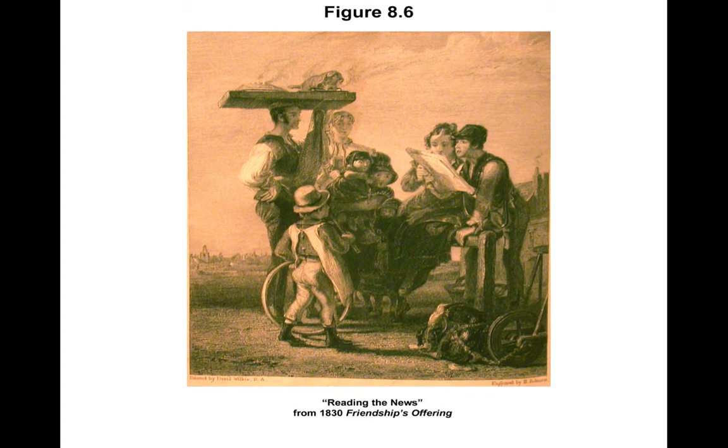Here we have a scene from the Friendship's Offering for 1830. It's a scene of industrialization. If you look over the right side of the engraving, over the shoulder of the boy, there is a house and a chimney. It's a very rural scene. And then in the far distance on the left, you see that's a city. And what they're doing is carrying around pies and food, and they've all paused to hear the latest news.